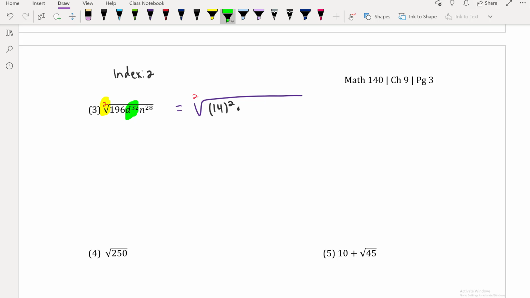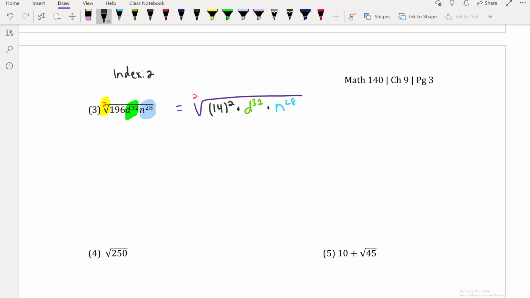Now I'm going to look at my D value. Well, 32 is an even power. I know it can be divisible by 2. So D to the 32 power. And I have my N to the 28. And 28 is also an even number, so I know that it can be divided by 2 as well. So everything inside the radicand can be divided by 2.